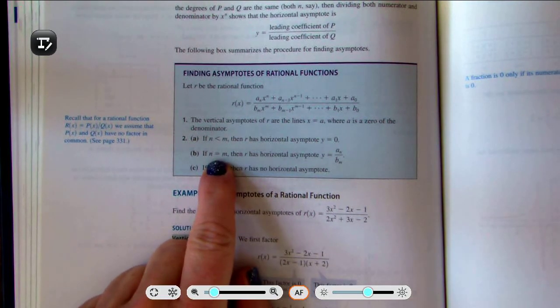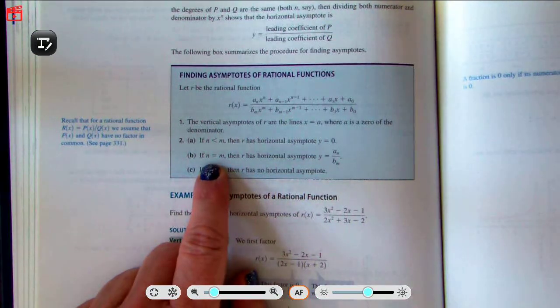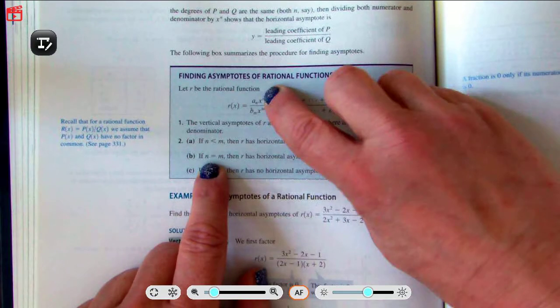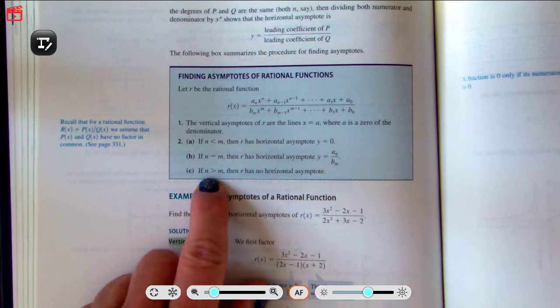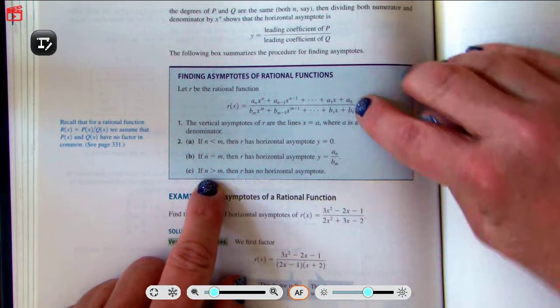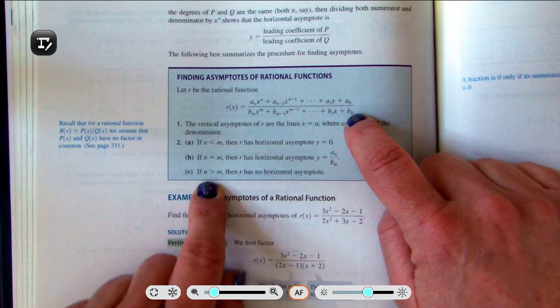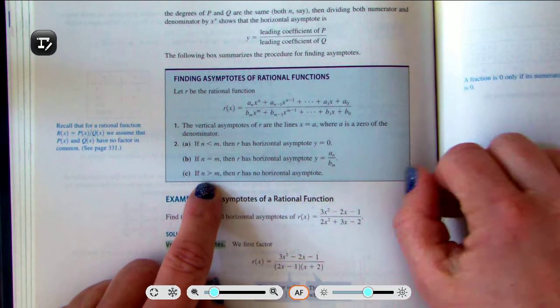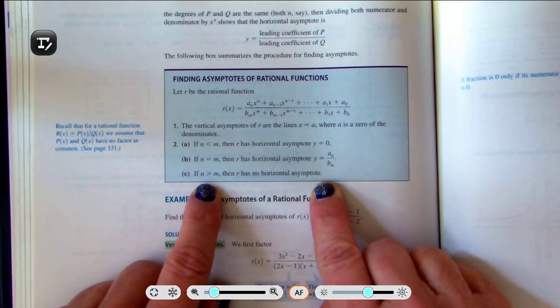If those two things are the same, you're going to look at those leading coefficients, and that ratio will be your horizontal asymptote. So if you have a third degree over a third degree, the ratio of those leading coefficients will be your asymptote. If the numerator is larger than the denominator, we do not have a horizontal asymptote. We could have an oblique or slant asymptote or some sort of curved asymptote. And I will go through an example of that also in a different video.